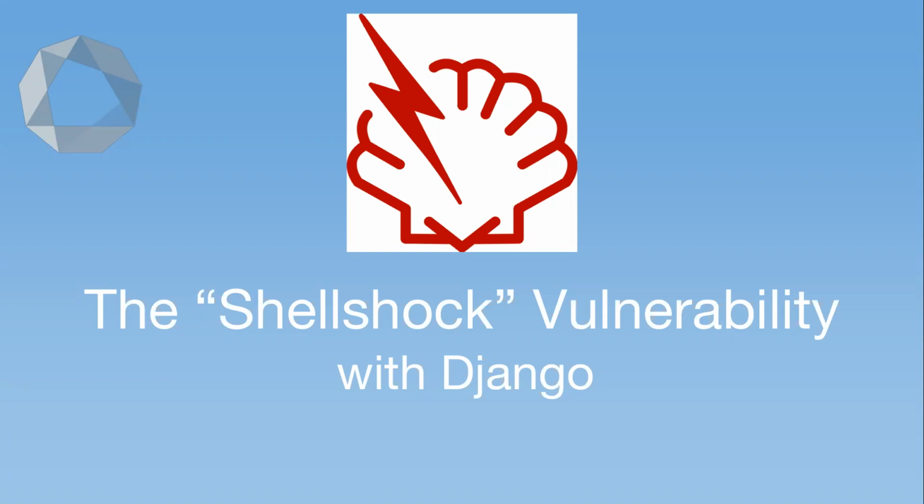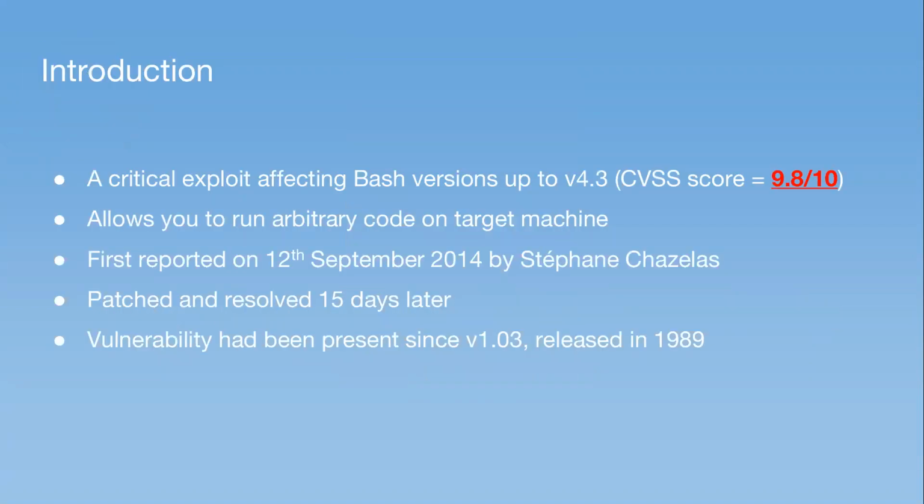Thank you, Tom. So today I will be talking about the Shellshock vulnerability, and I'll be demonstrating that through Django. So first, what is the Shellshock vulnerability? It's a critical exploit affecting Bash versions up to version 4.3. And the Common Vulnerability Scoring System gave it a score of 9.8 out of 10.